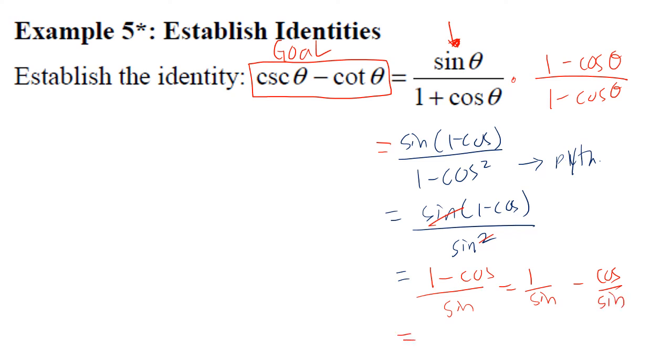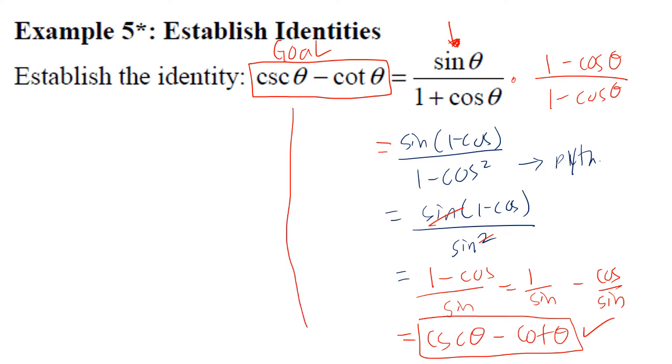And 1 over sine is cosecant theta. And cosine over sine is cotangent theta. And so, wham, bam, there's our established identity. We ended up with our goal.